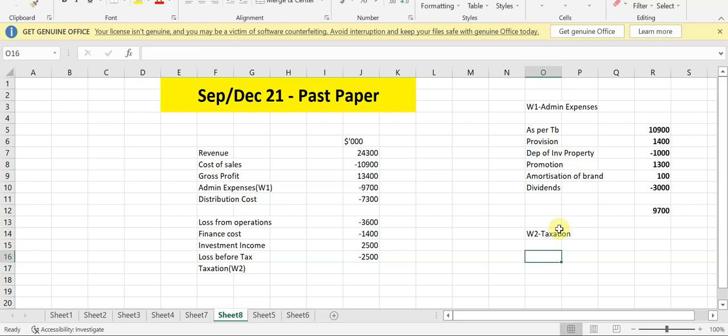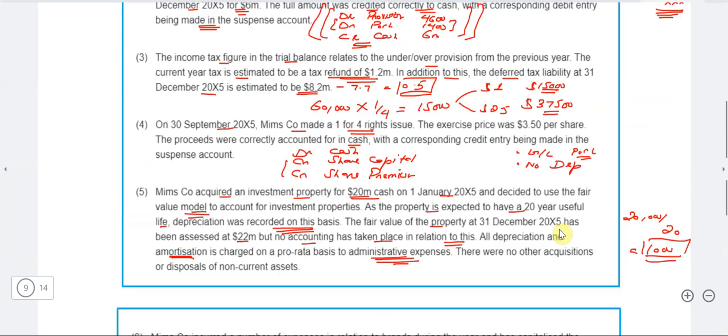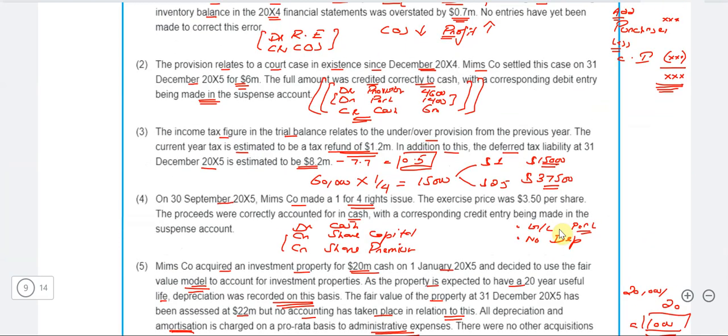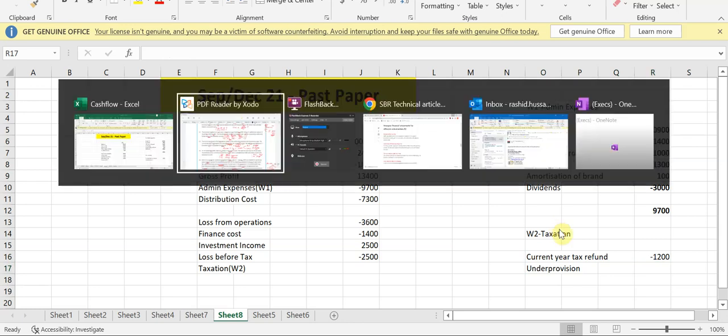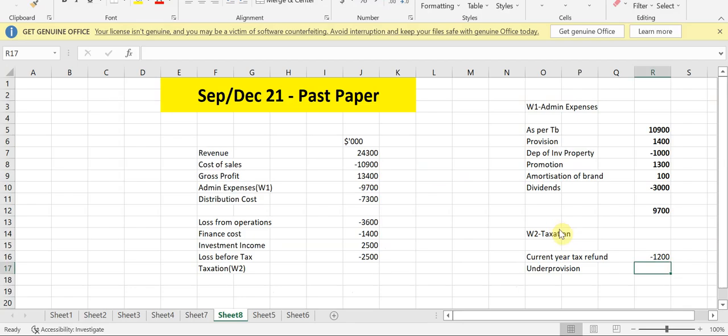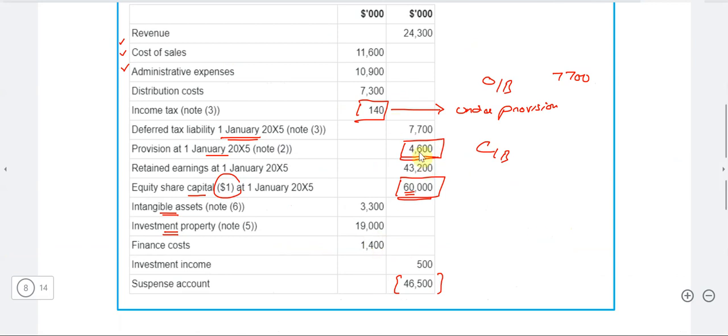It's your choice. So the current tax provision, first of all, current year tax. In the current year tax we have the refund, so we'll take the negative figure over here. It is a tax refund of 1.2 million, so it's 1200. And then we have the under provision. Under provision increases the current year tax charge. How much is it? See in the trial balance, it is 140.